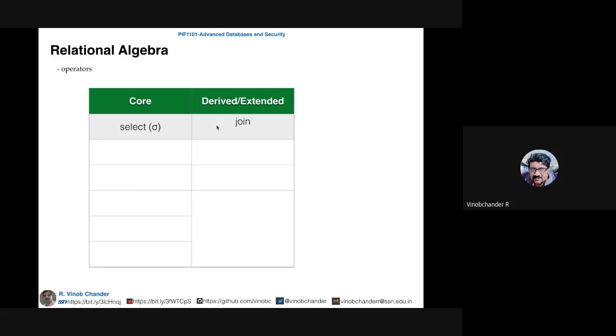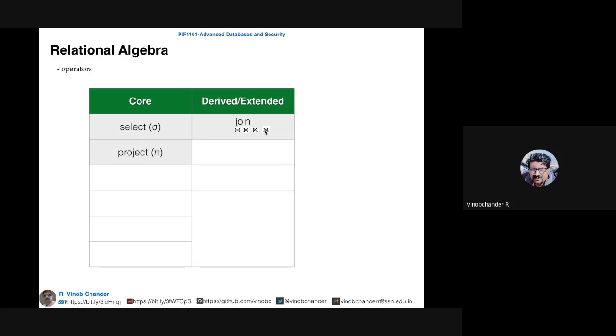So for the join operator, you have got a couple of them. It looks something like this. You have got natural join. You have got left join, left outer join essentially. This is called a right outer join, and this is a complete join or a full join. We'll talk more about joins later.